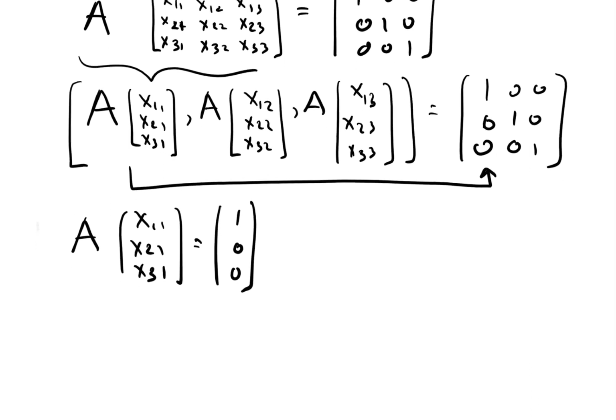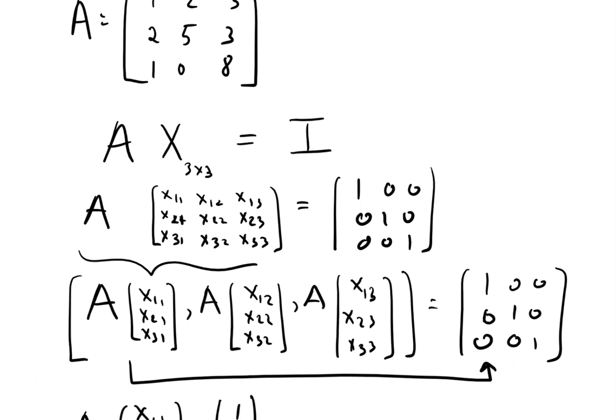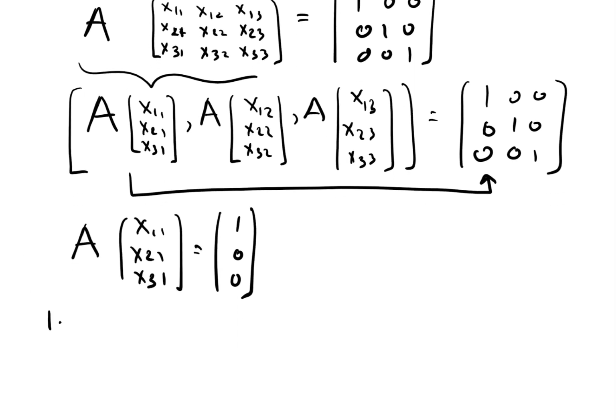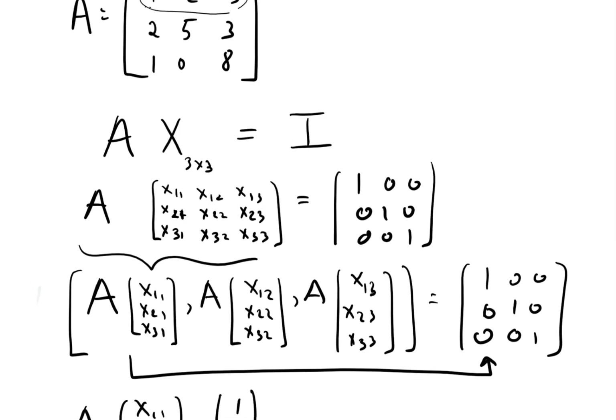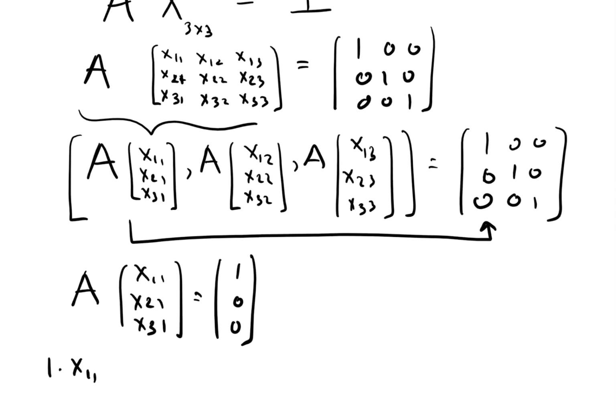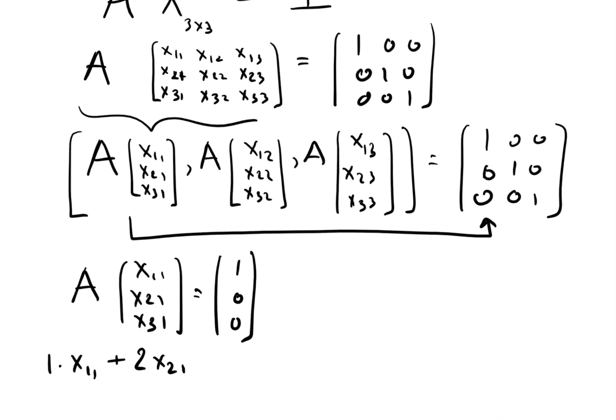Okay, well, what is that? Recall A is 1, 2, 3, 2, 5, 3, 1, 0, 8. So I'm multiplying the first row of A by this column, X11, X21, X31. The first row of A is 1, 2, 3, so I multiply that against every entry of this column vector. So 1 times X11 plus 2 times X21 plus 3 times X31. That has to be equal to 1.